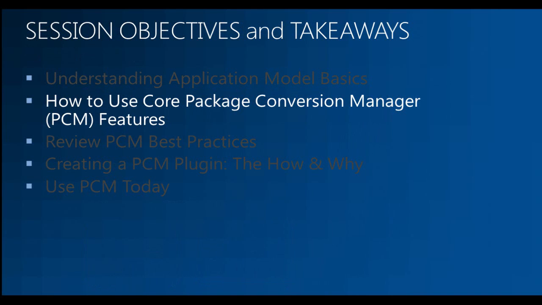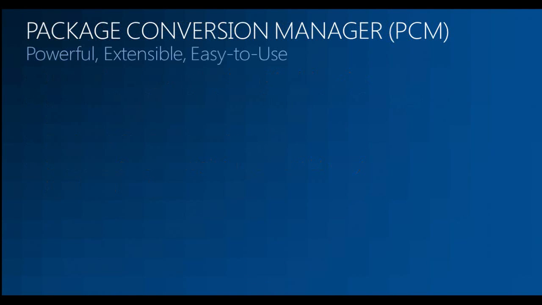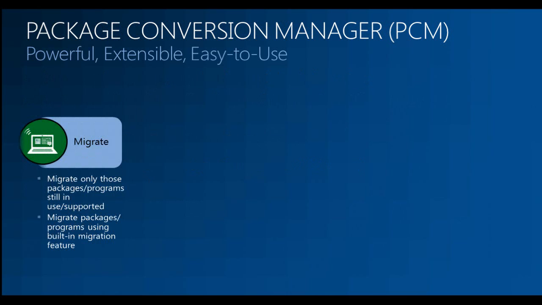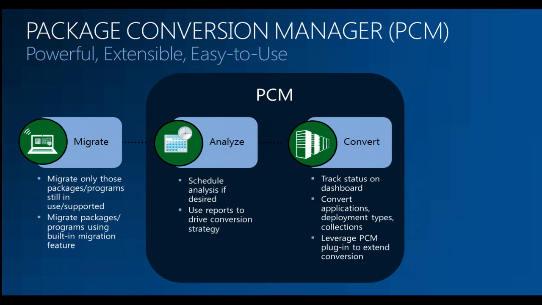Okay, so that's sort of the application model basics. Now we're going to talk about core features. There's really two features. This is the slide we showed at the State of the Union. I'm just going to build it. So the two basic features of PCM, the first is the analysis engine, the ability to look at all those packages and programs and analyze the state that they're in. Are they a good fit?